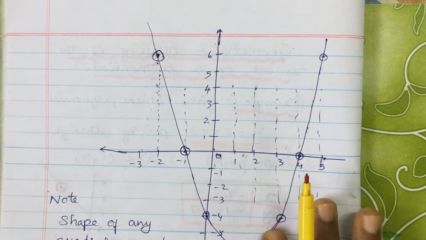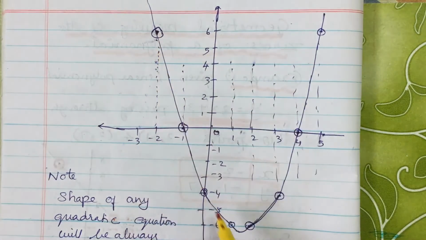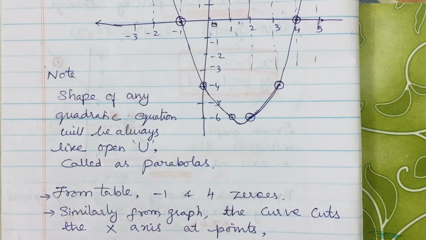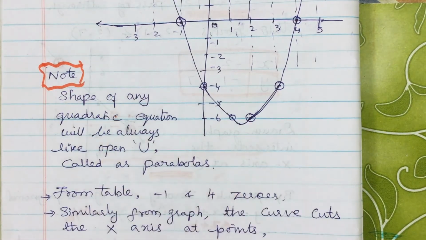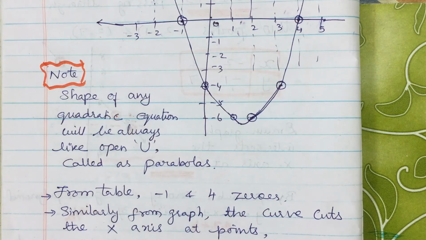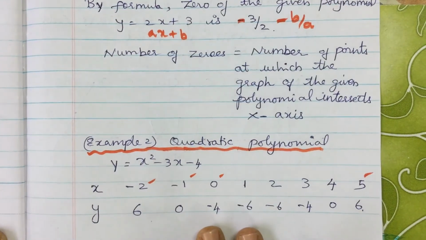So what I have done here is I have marked all those points on a graph. So after marking all those points, I am getting a graph like this, right? So from this, what you can conclude, the shape of any quadratic equation or any quadratic polynomial will always be like an open U. Sometimes it will be upside down, you can observe a normal U or an inverted U also. And this shape of curve belongs to the family called parabolas. Okay, so from the table, that is from the x and y values, right?